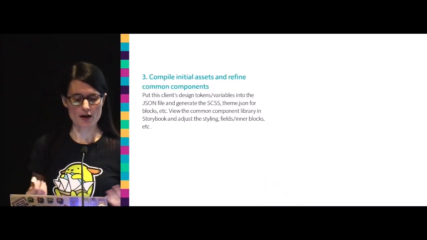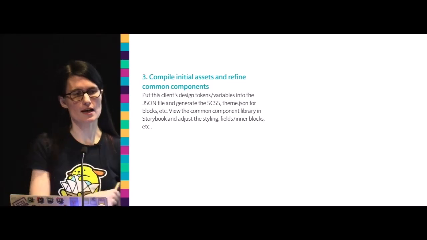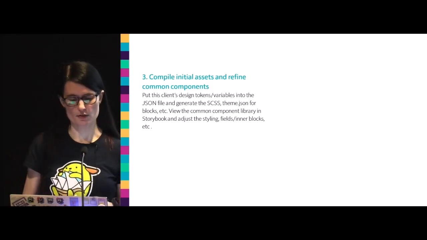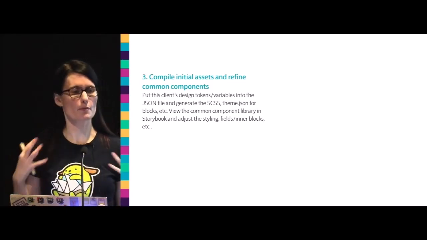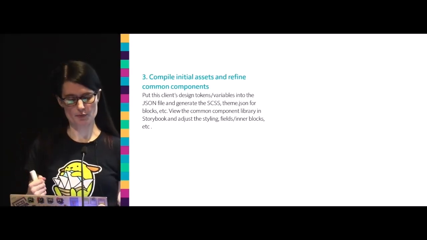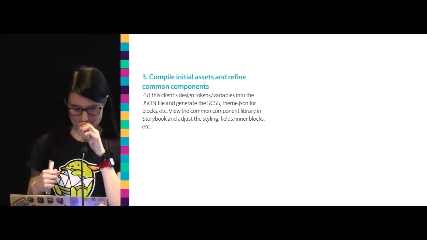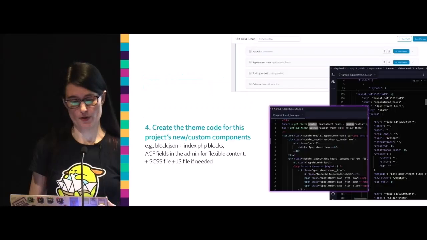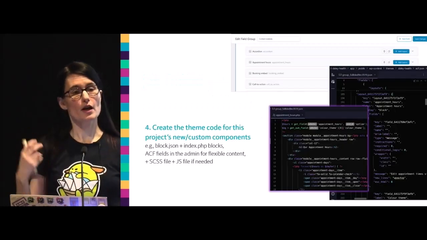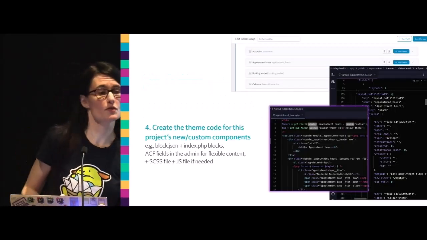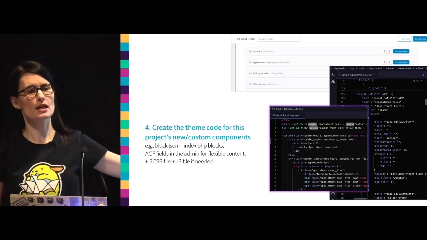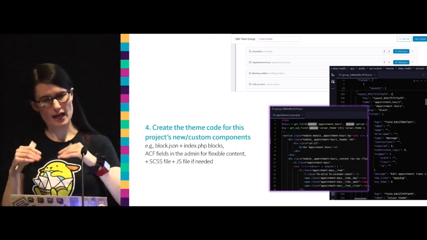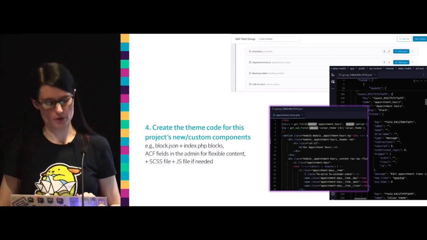Then I compile those initial assets, my Sass to CSS and all of that, and look at what my common components look like with the client's branding, and make any adjustments to those. Then I build custom themes. We're not just going to say, yes, everyone can have this cookie cutter template. No, we're going to add to that. We're going to put icing on top of the cookie.